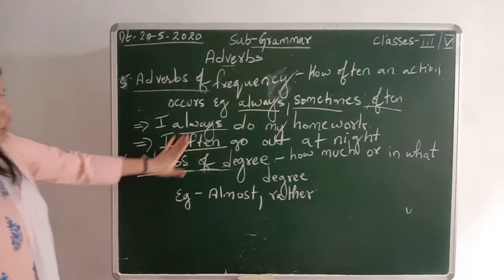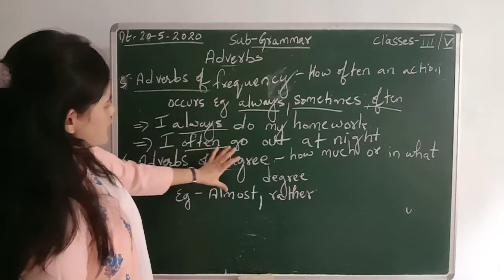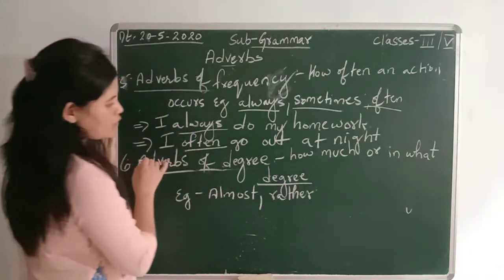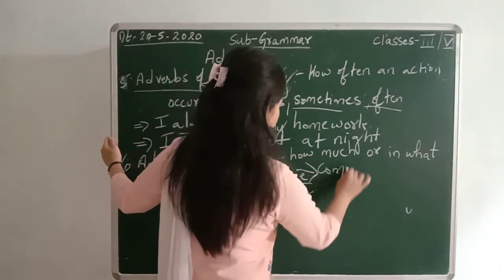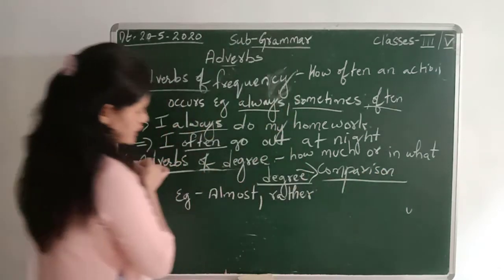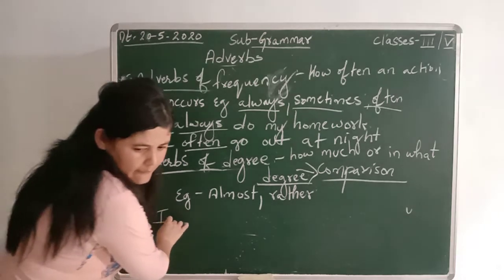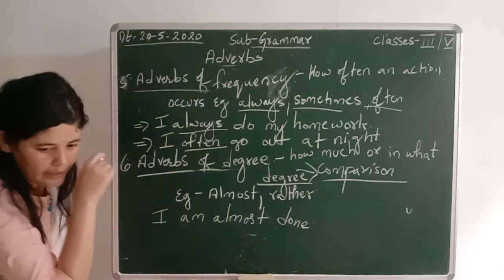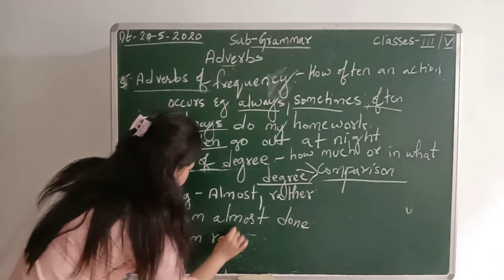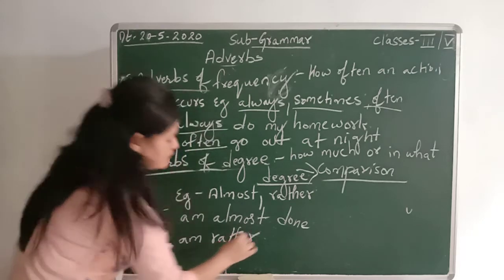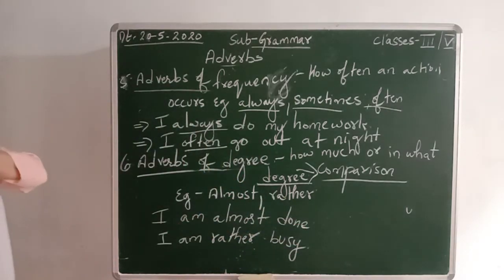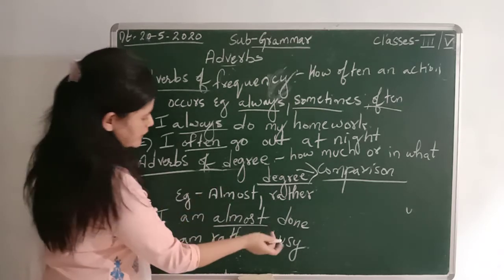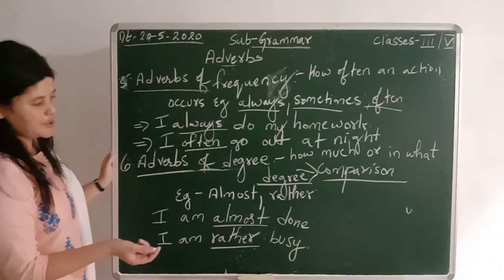The last one is adverbs of degree. What are adverbs of degree? Adverbs of degree tell us how much an action is done, or in what degree. When we talk about degree, we can say it as comparison. For example, I am almost done, and another one, I am rather busy. So this almost and this rather tell us about adverbs of degree, or we can take it as comparison between one or between two.